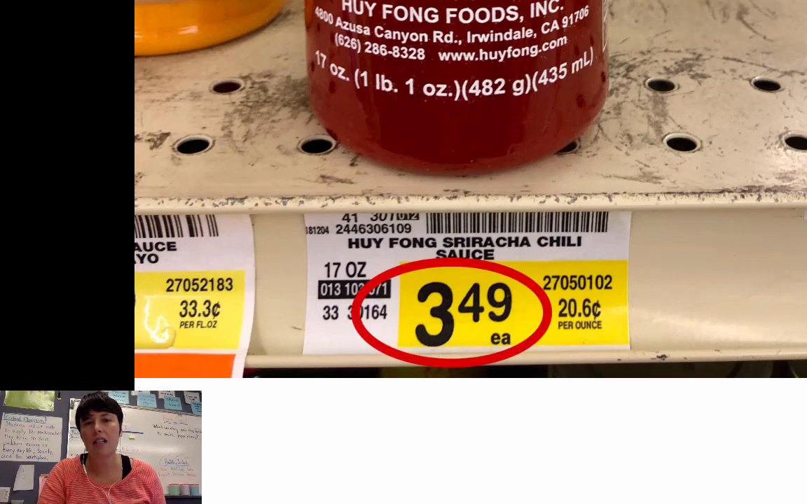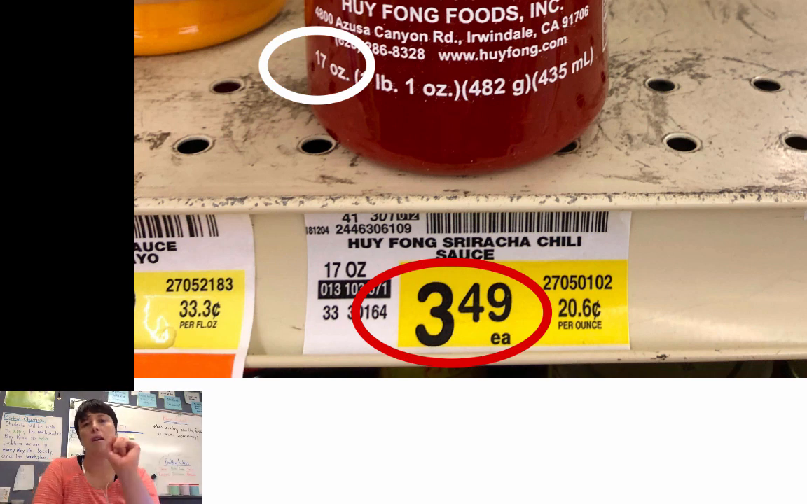But here's the next thing I looked at when I was trying to make my shopping decision which bottle to buy. I looked at how big is the bottle. And this was a 17-ounce bottle. And so quickly in my head, I was like, what's that unit rate? If it costs $3.49 for 17 ounces, how much am I paying for just 1 ounce? And so here's what we're going to do.